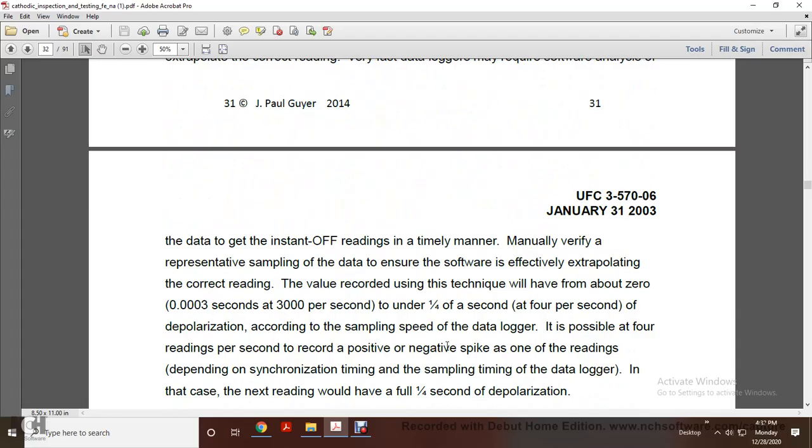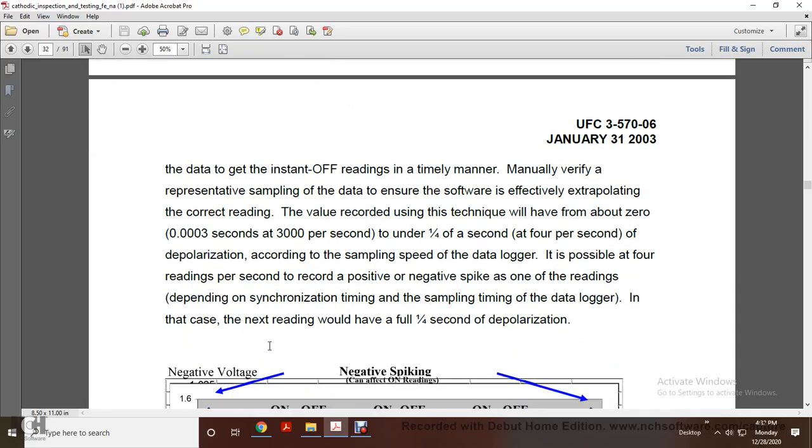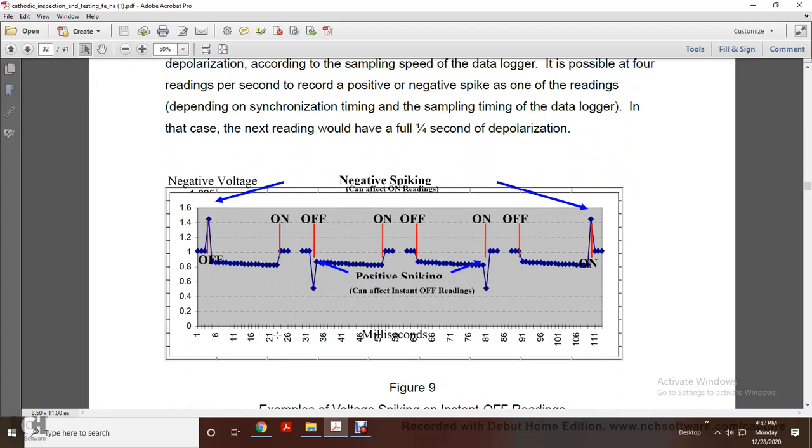The data is processed into an instant off reading in a timely manner, manually verified with a representative sample of the data to ensure the software is effectively extracting the current reading value. The technique will record about 0 to under a quarter second of depolarization. Sample speed of the data logger, if possible, is 4 readings per second, recording the positive and negative spikes, depending on synchronization timing. The sample timing of the data logger indicates that the next reading would have a quarter second of depolarization.